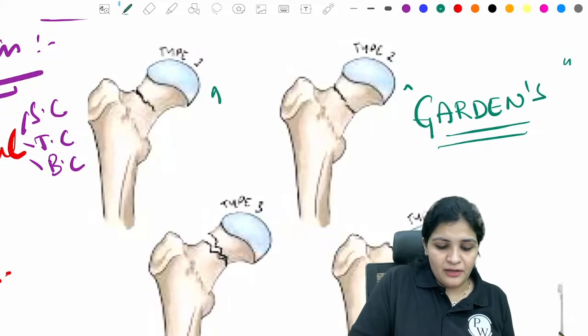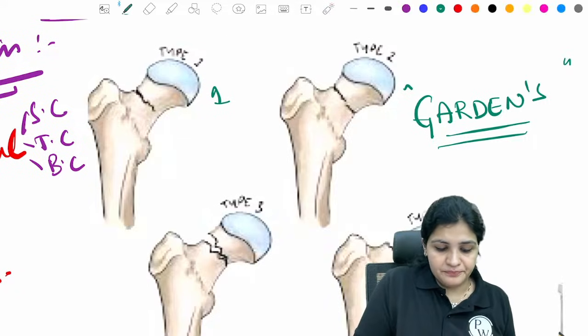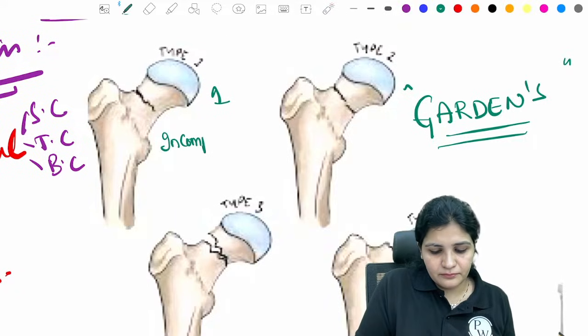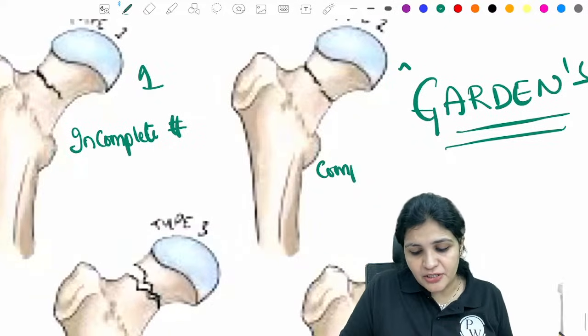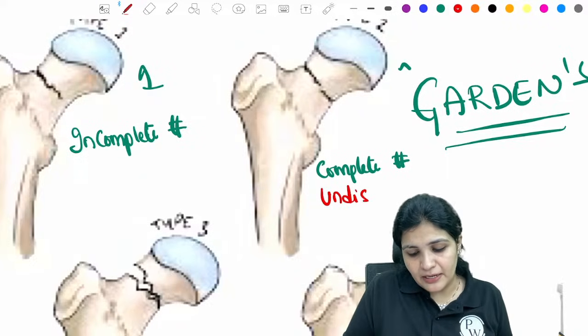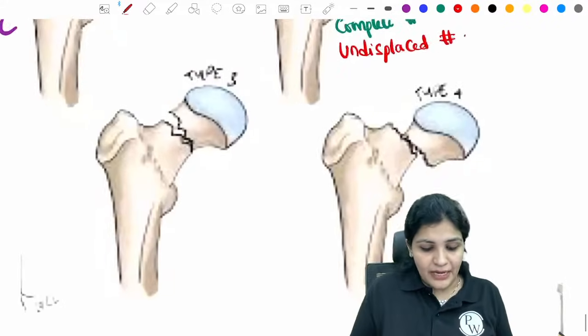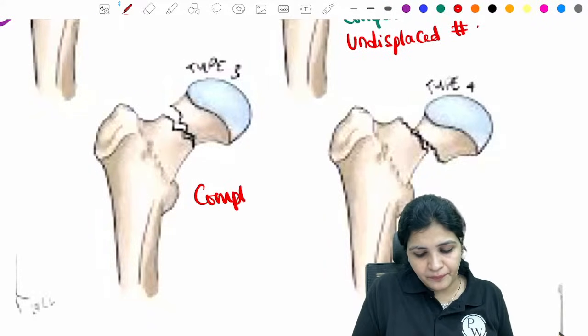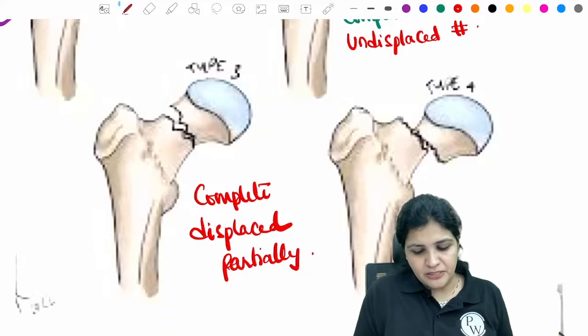So this is type 1. It is not perfectly completed. See, it is a half, it is only till here. So this is an incomplete fracture. Type 2 is a complete fracture, but it is undisplaced. This is very important. Then coming to type 3, this is a complete fracture and displaced. The displacement is partial, so it is not completely displaced, partially displaced.